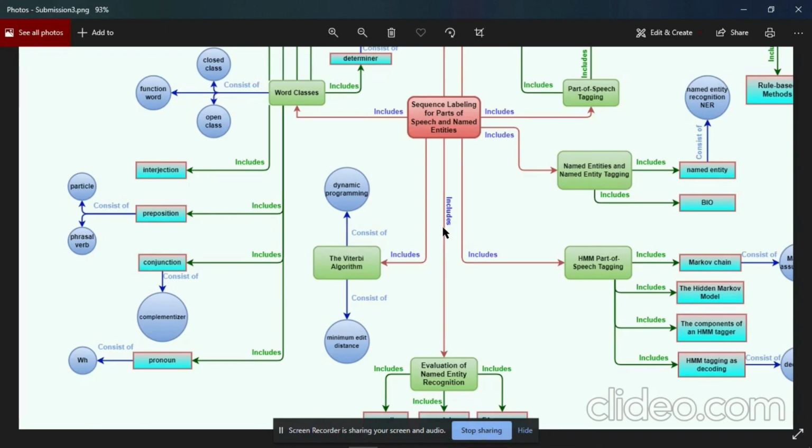The Viterbi algorithm first sets up the probability matrix, or lattice, with one column for each observation o_t and one row for each state in the state graph. Each column thus has a cell for each state q_i in the single combined automaton.